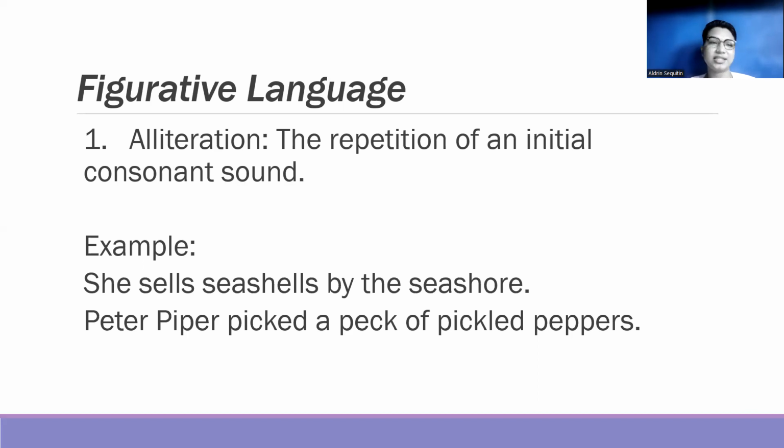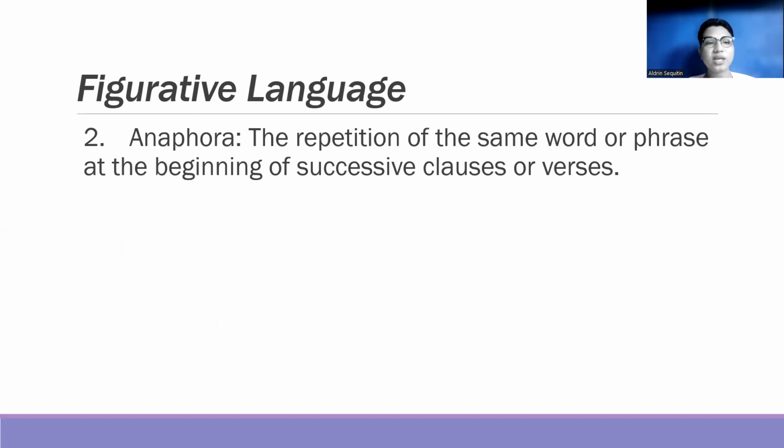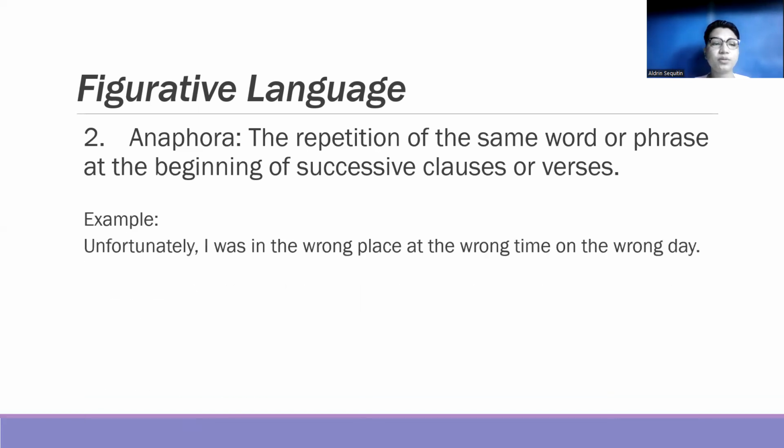Okay, so that is alliteration. Second, we have anaphora. Anaphora is the repetition of the same word or phrase at the beginning of succeeding clauses or successive verses or lines. For example, we have here the statement, "Unfortunately, I was in the wrong place at the wrong time on the wrong day." In here, the word wrong is being repeated 3 times.